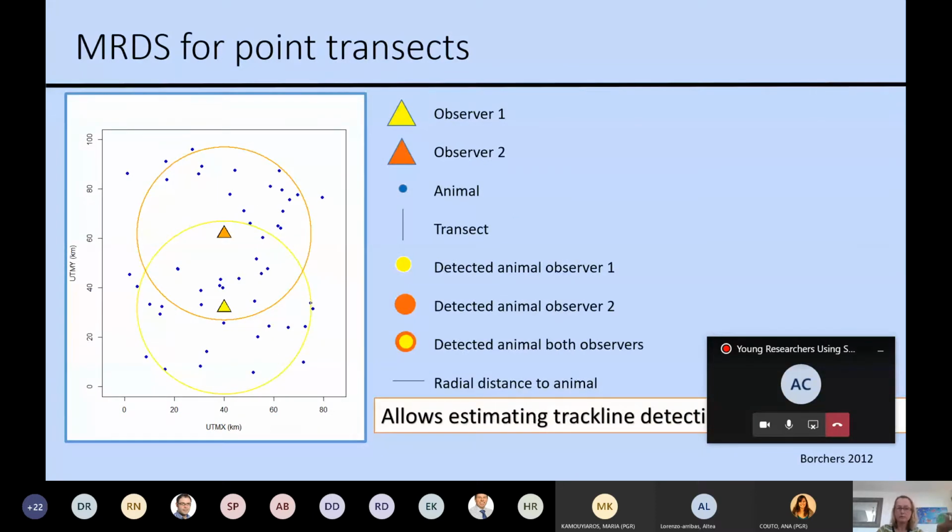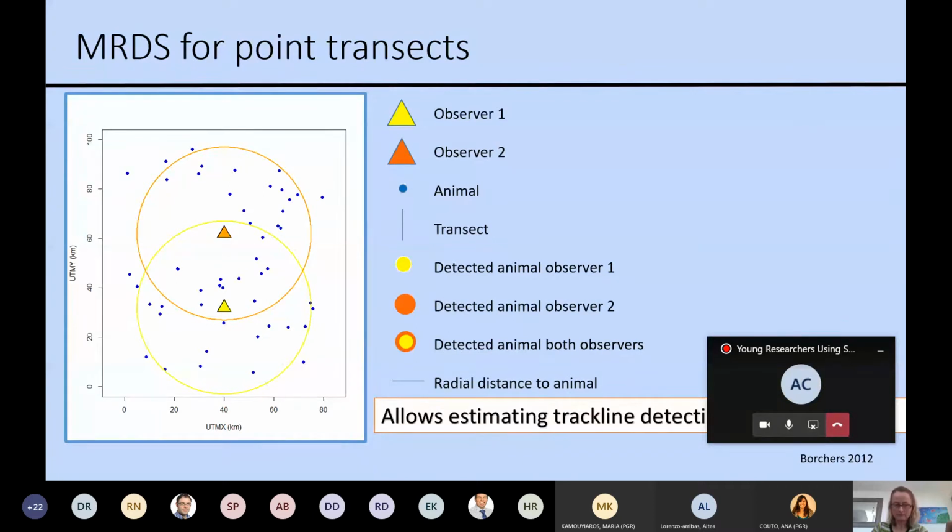So how does Mark-recapture distance sampling work for point transects? You need 2 observers, not at the same location, because they must not cue each other, but slightly separated in space.